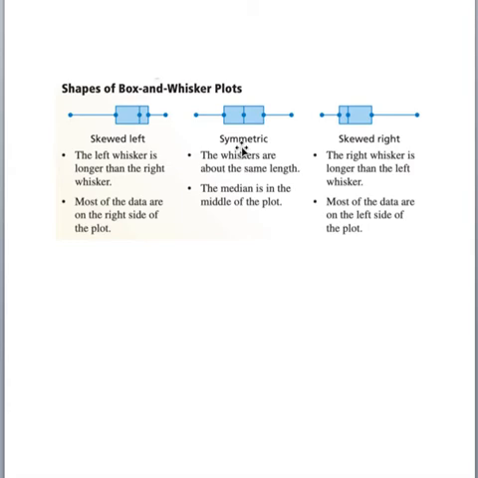Okay, and then symmetric. Here's the median, and notice on the left side and right side of the median, it's nearly a mirror image. When that happens, you would label your box and whisker plot as symmetric. Okay, and then skewed right is when you're looking at the whiskers and clearly the right whisker is far more spread than the left whisker, you would use the vocabulary skewed right.